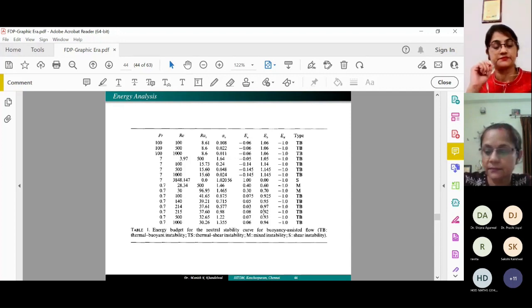You see, the Prandtl number is mu by alpha. Mu is the kinematic viscosity, alpha is the thermal diffusivity. Then think about the kinematic viscosity and thermal diffusivity at the same time. Then you automatically understand that we have to choose this.